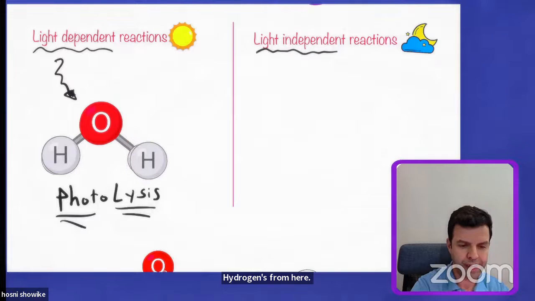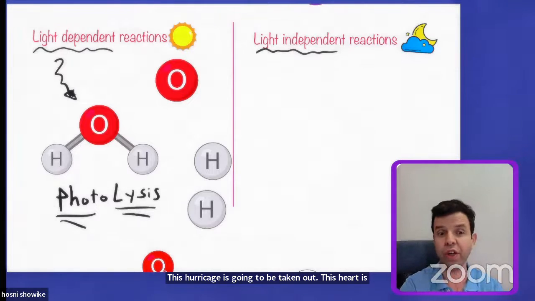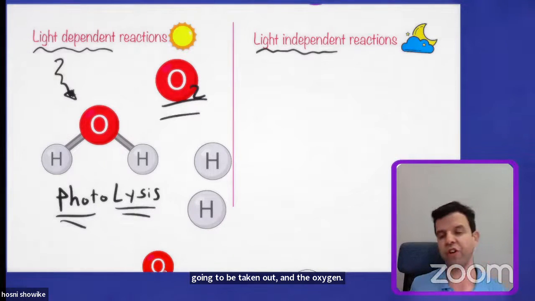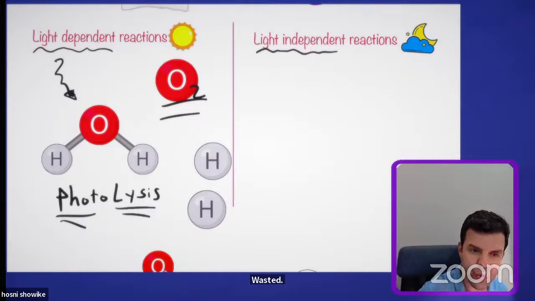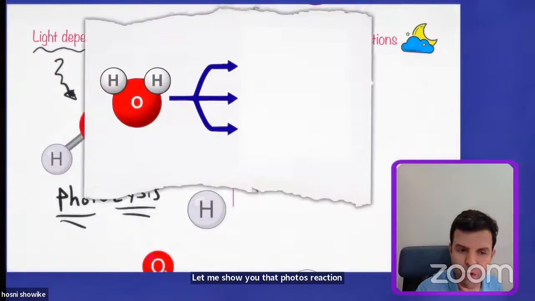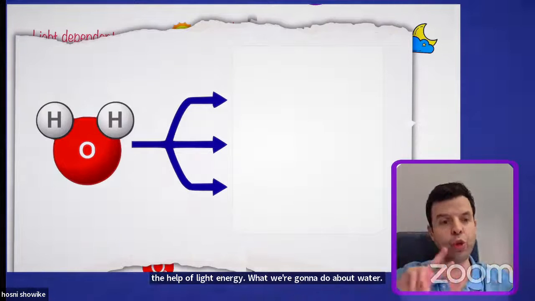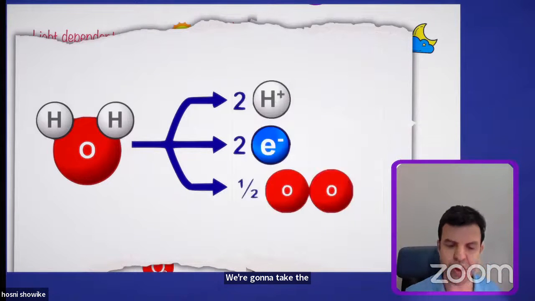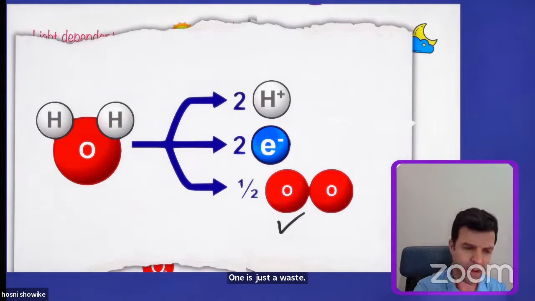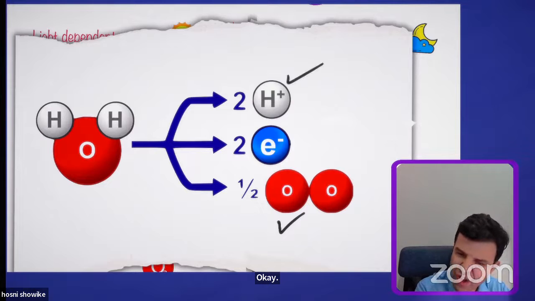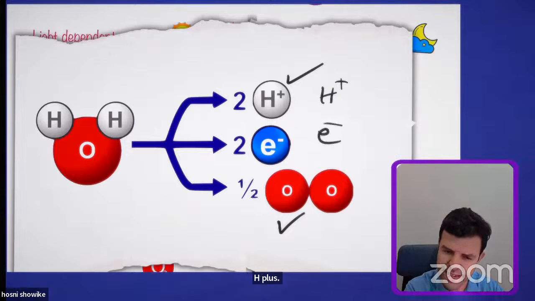So take a look. This hydrogen is going to be taken out. This hydrogen is going to be taken out. And the oxygen will turn into O2, which is wasted. Okay? Let me show you that photolysis reaction once again. With the help of light energy, what are we going to do about the water? We're going to take the water and we're going to split it into 2 particles. One is just a waste, oxygen. Okay? And the second is hydrogen ions, H+. And the third is an electron.